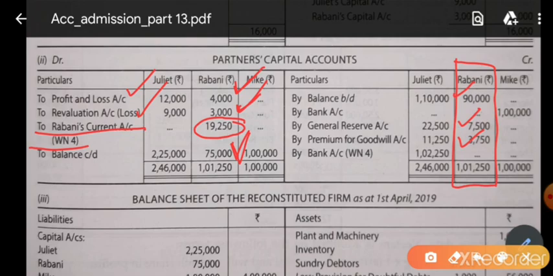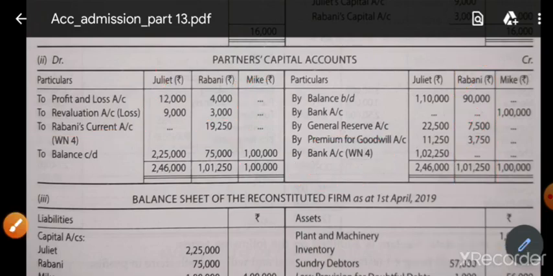So adjustment can be done through bank also. Adjustment can be done through current account also. So this side also it can be done through bank. If question says that adjustment is to be done through current account, then both adjustment you will do through current account, whether it is surplus or whether it is deficit. So both adjustments can be done through current account also, or bank, or whichever way the question is asking you to do. And now at last we will prepare the balance sheet.